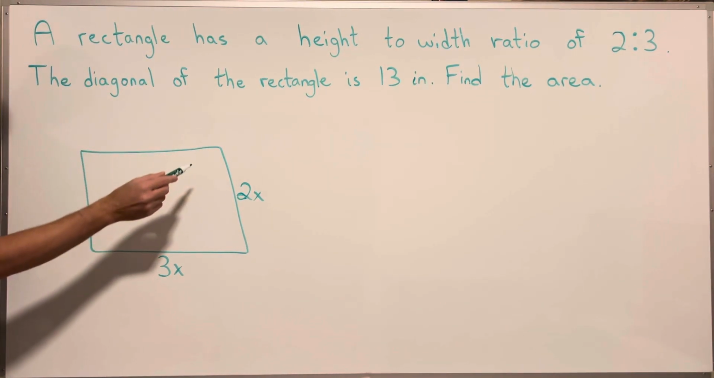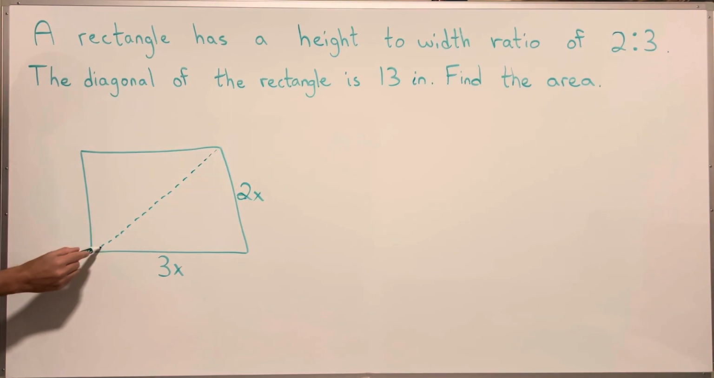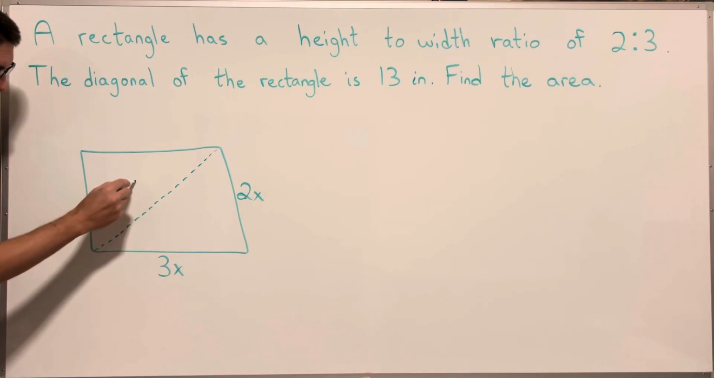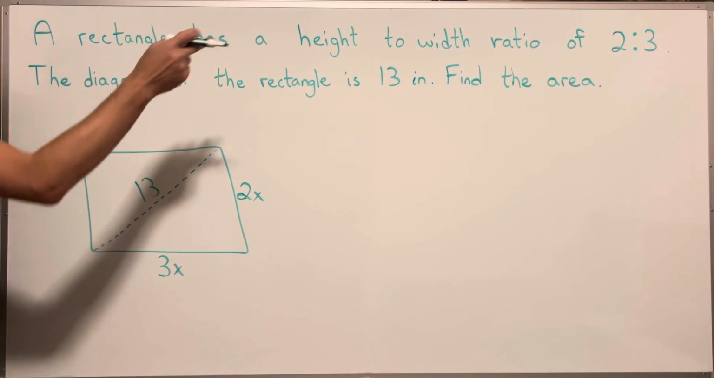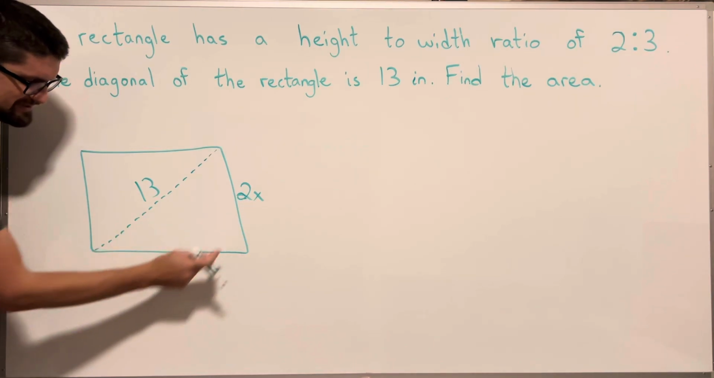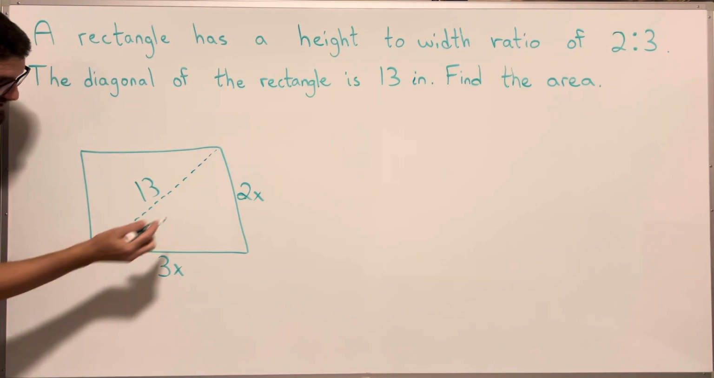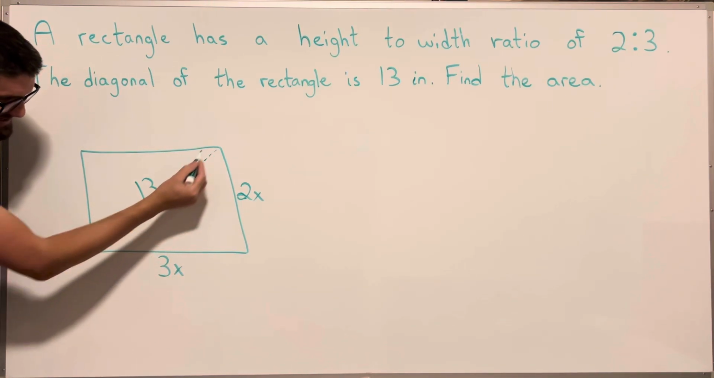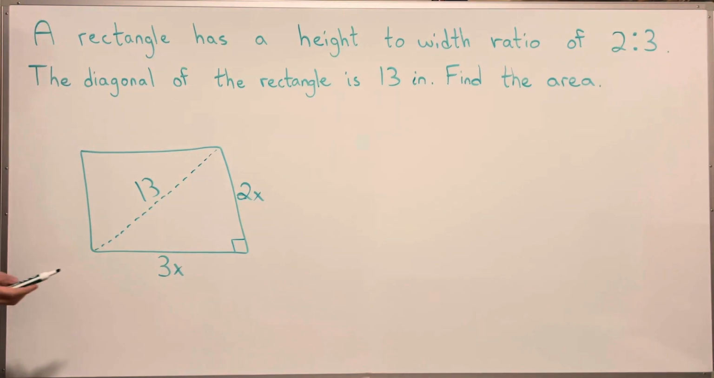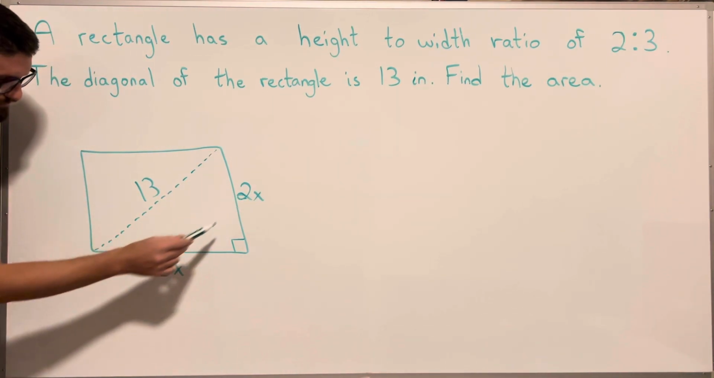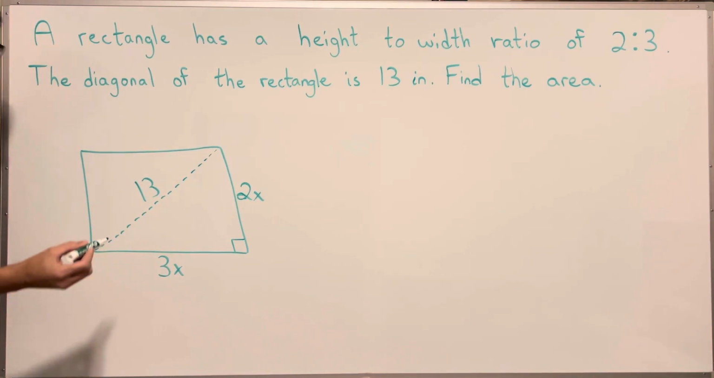It does give me the diagonal as 13. The diagonal is right there. That's 13. And it wants the area. The area is going to be 2x times 3x, but I don't know what x is. But we can find it by realizing that this is a right triangle. And I can use the Pythagorean theorem to get an equation involving x.